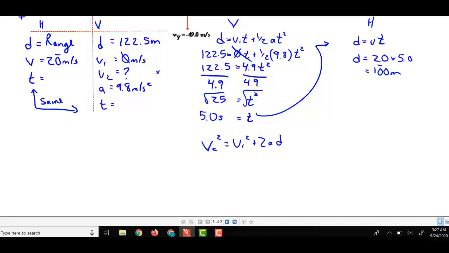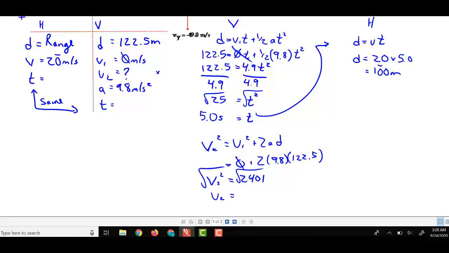So our final vertical impact velocity squared is equal to our initial velocity squared, which in this case was 0, plus 2 times 9.8 times the height of our cliff above the horizontal field. V2 squared is equal to about 2,400. We'll include the one just for fun.